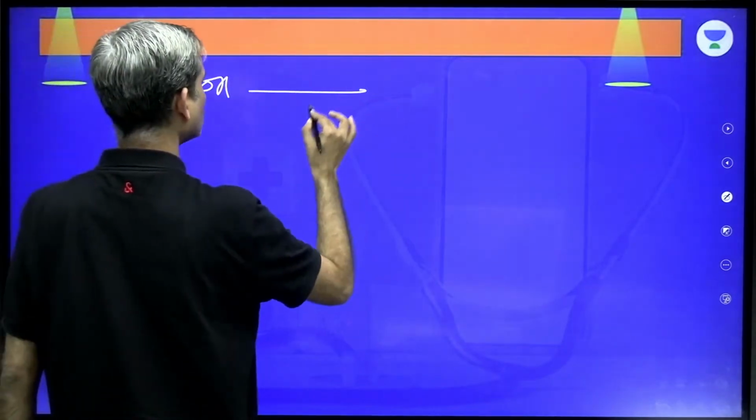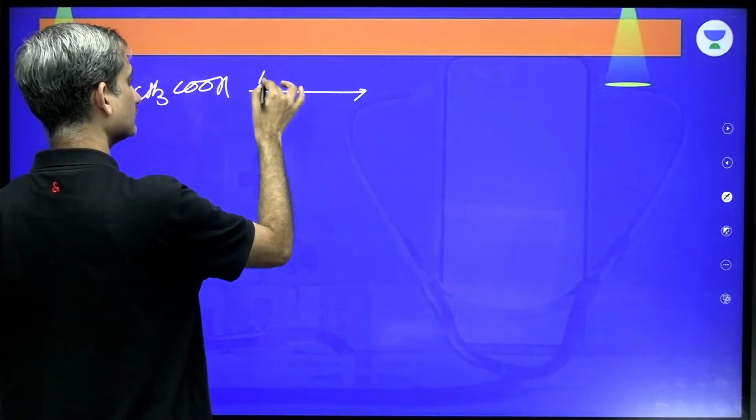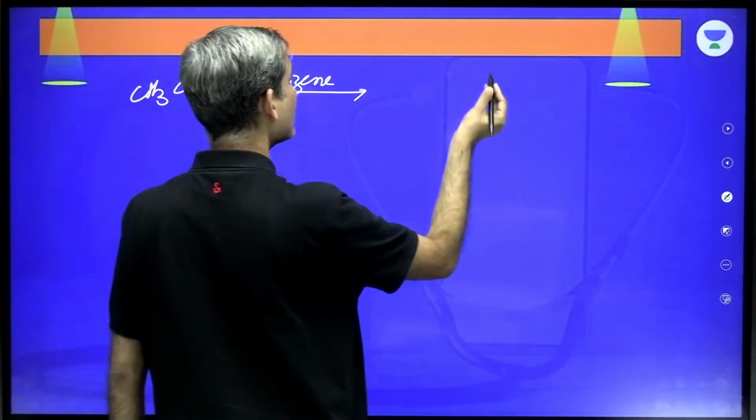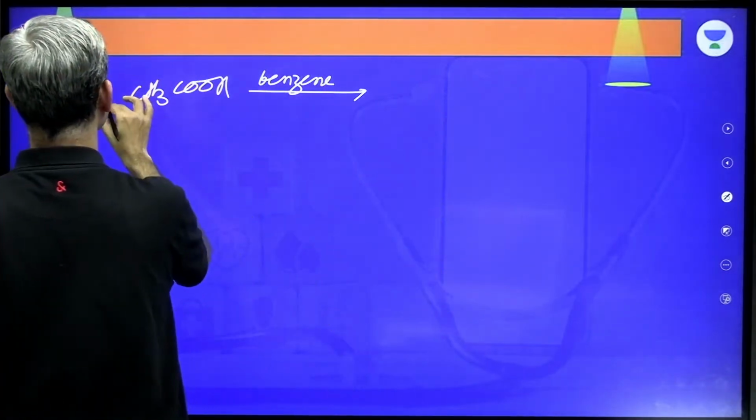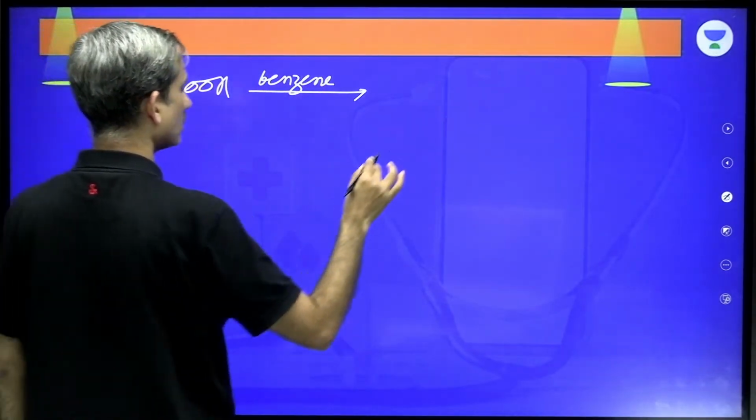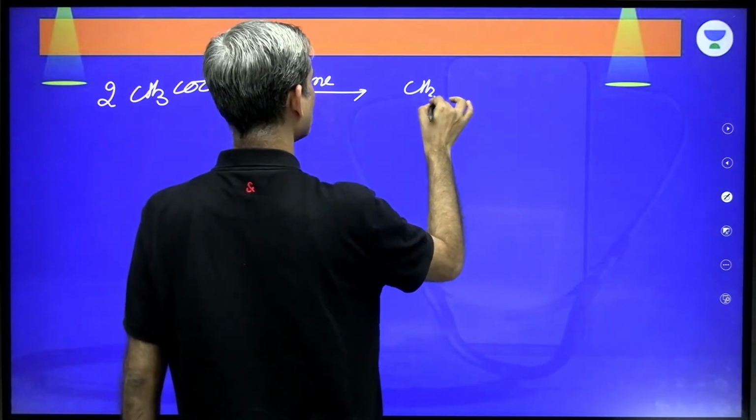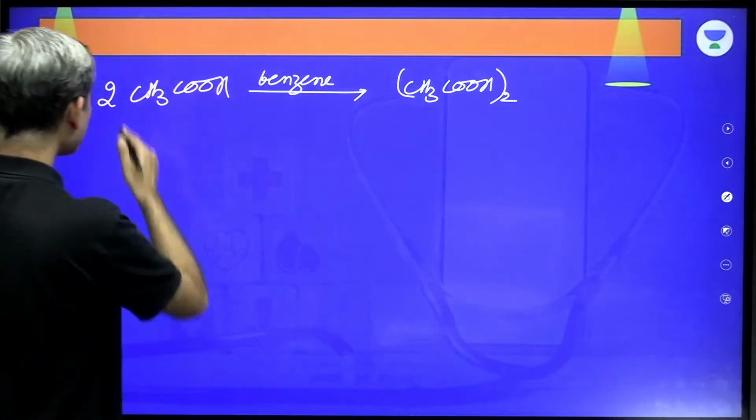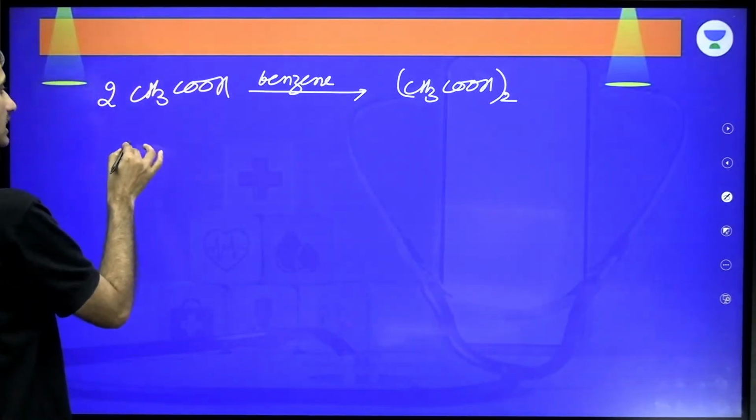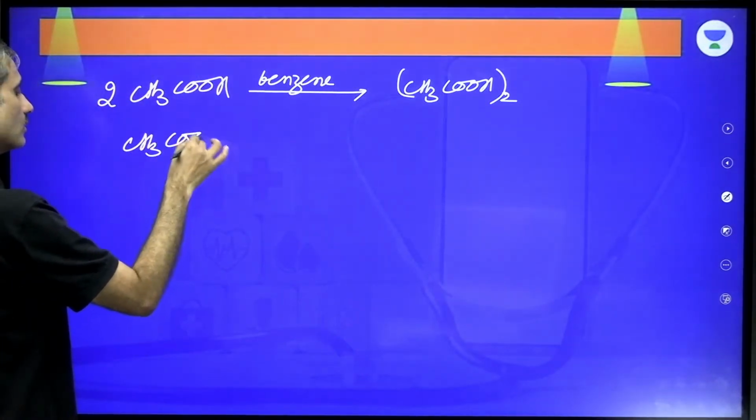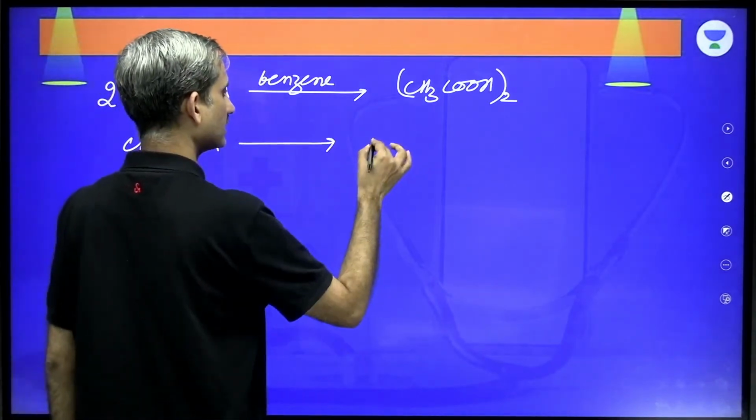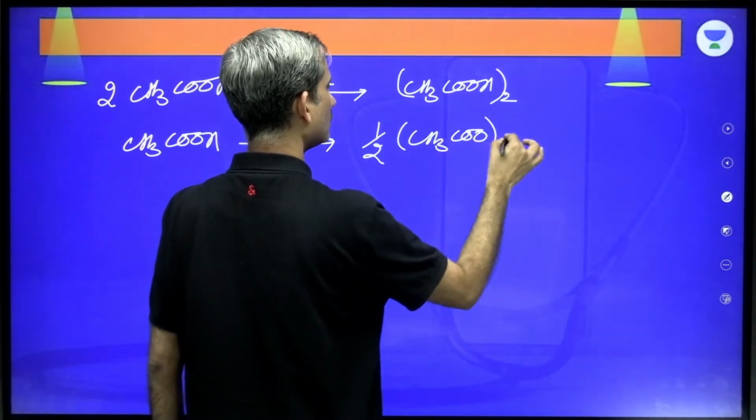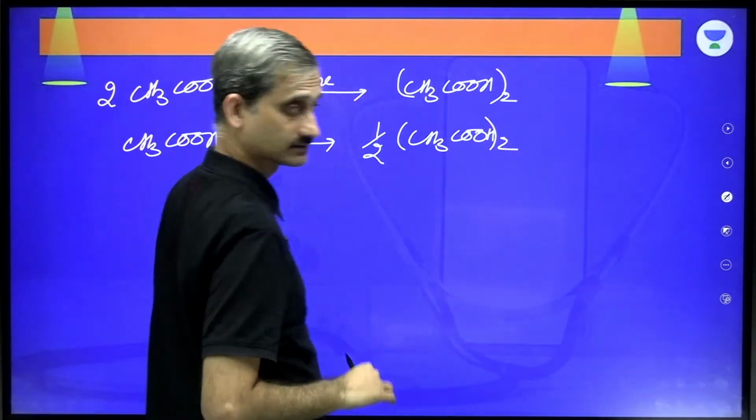Now, instead of water, if we take acetic acid and benzene, then acetic acid has a tendency to dimerize. That is, two acetic acid molecules are going to get joined to form (CH3COOH) whole twice. Or you can write it as CH3COOH in benzene gets converted into 1/2 (CH3COOH) whole twice.